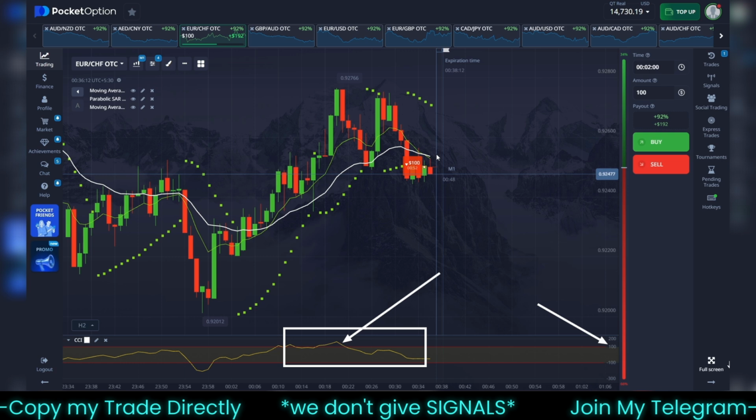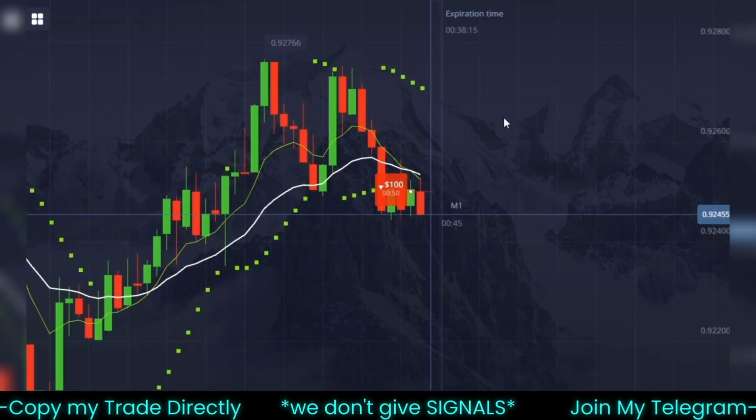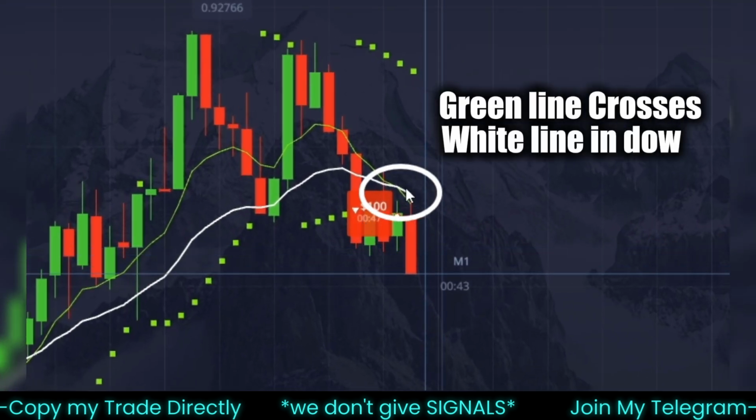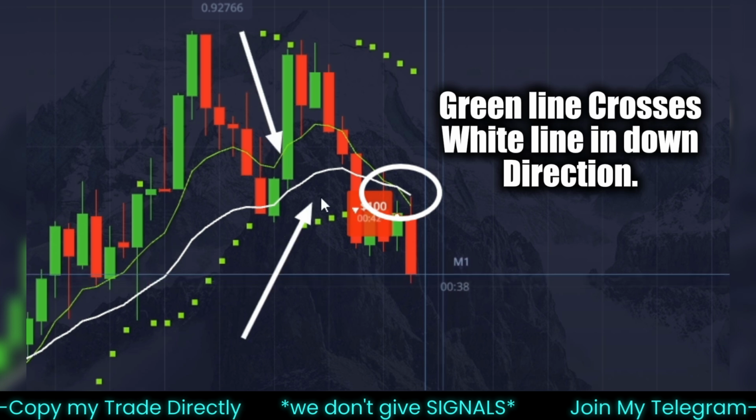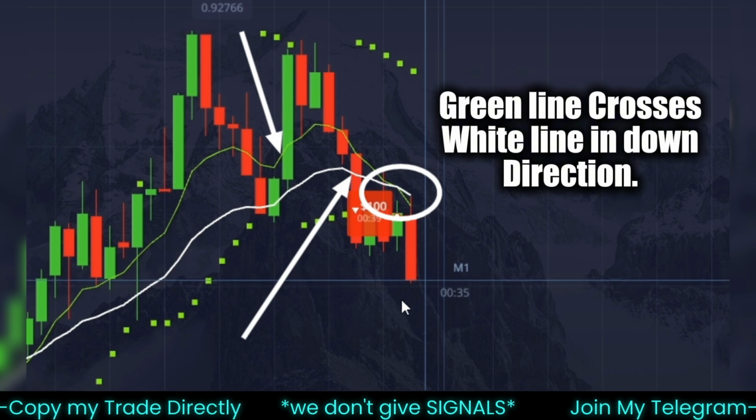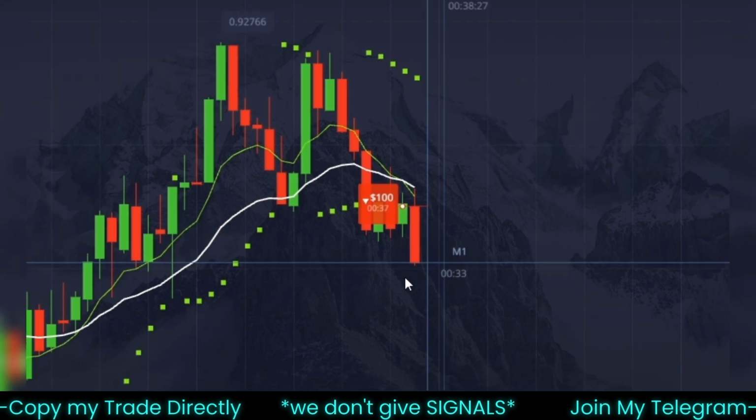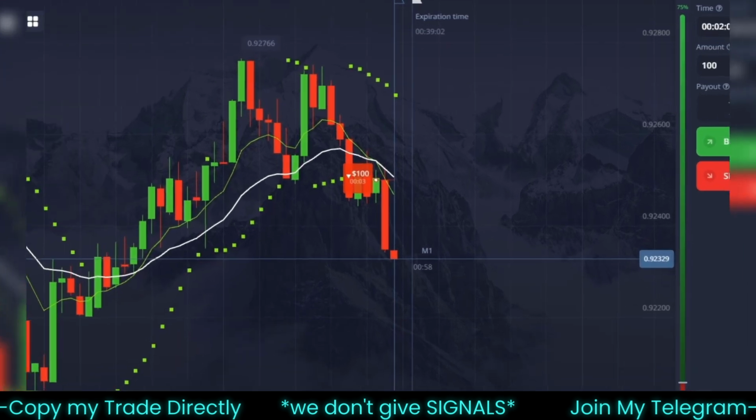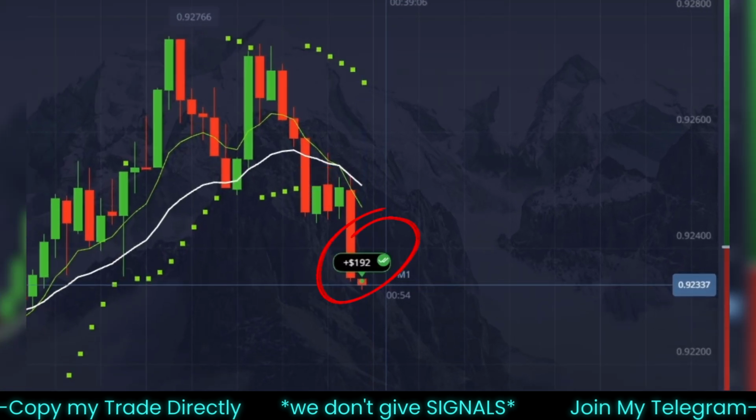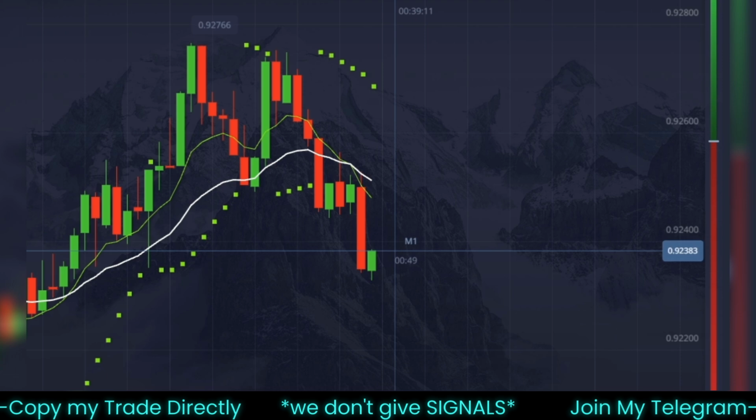Now the third thing, and the very important thing, is you have to check the crossing of the moving average lines. This green line of the moving average must be crossing this white line in the downward direction to take an entry. Only these 3 things you have to follow to take a good quality trade, and in only a few seconds you will see the outcome. So let's wait for the outcome, and you can see the entry is successfully in our favor, guys. That is how you have to take a down trade.